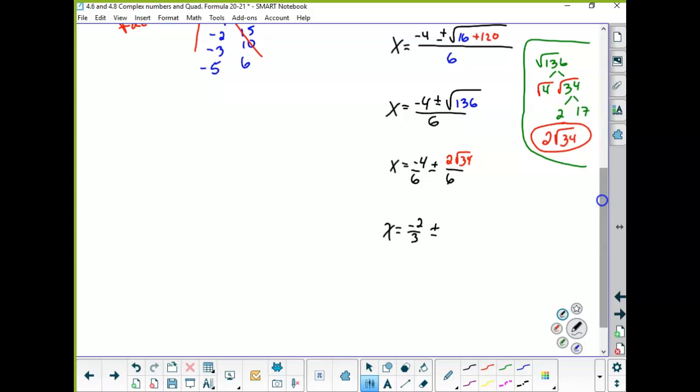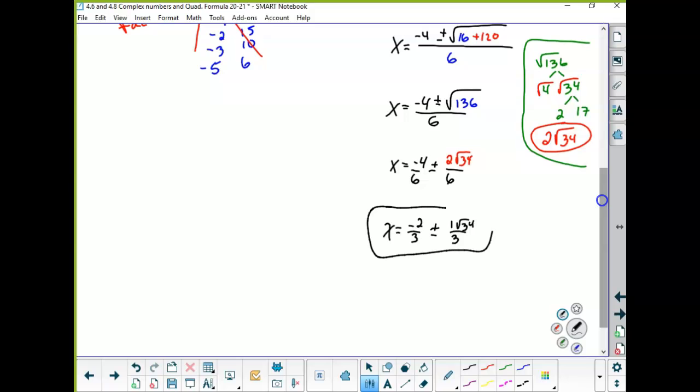And then I have a plus minus, and we'll talk about where that plus minus comes into play. But then I've got 2 divided by 6. Well, this 2 and this 6 can reduce down to 1/3. So see how the 2 over 6 turned into 1/3? And then the square root of 34, that's a radical number, so that's protected. It's not going to be reduced down by the 6 at all.